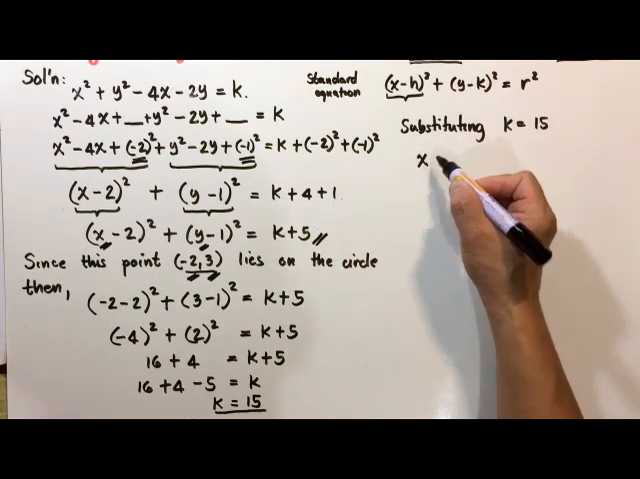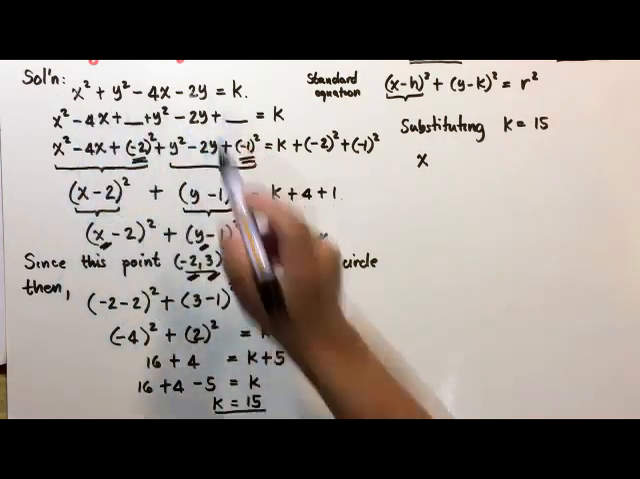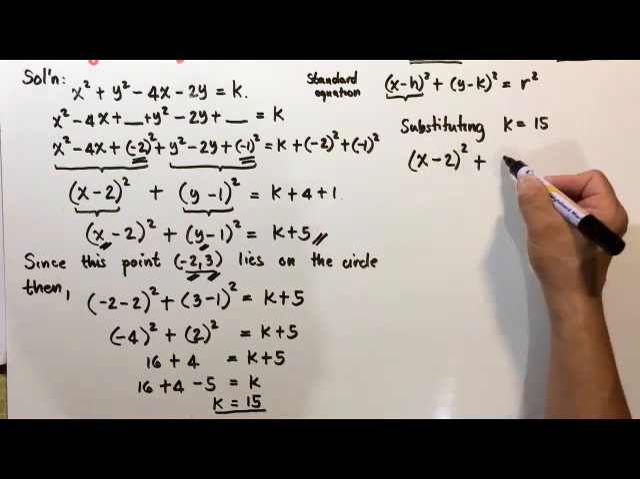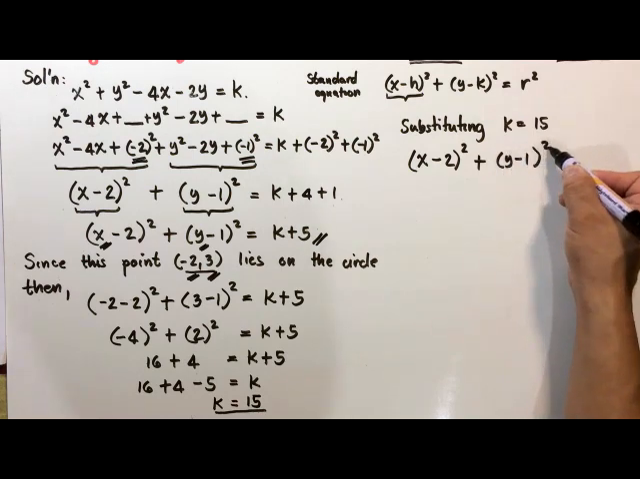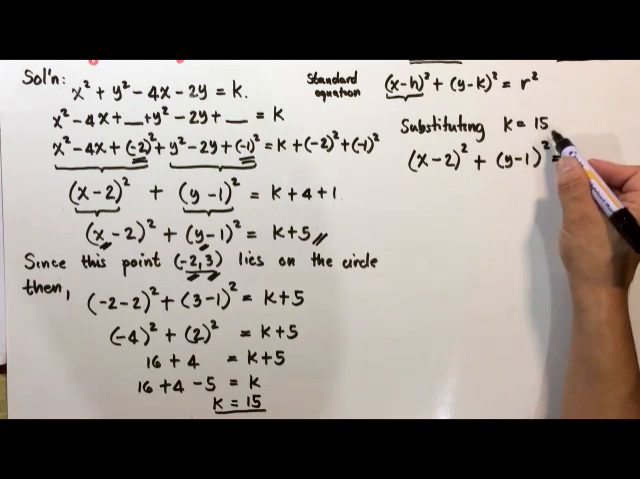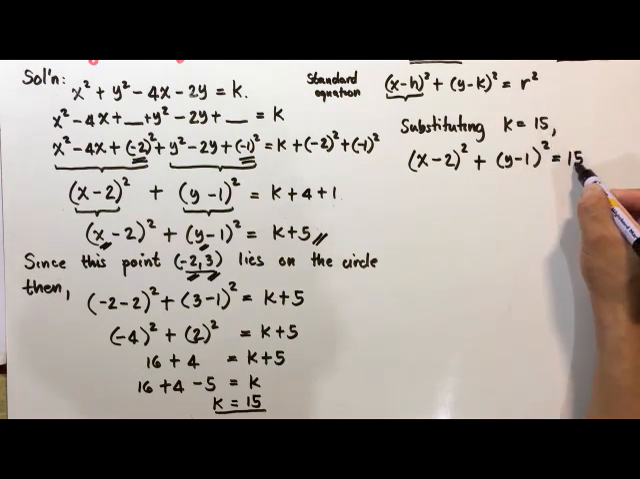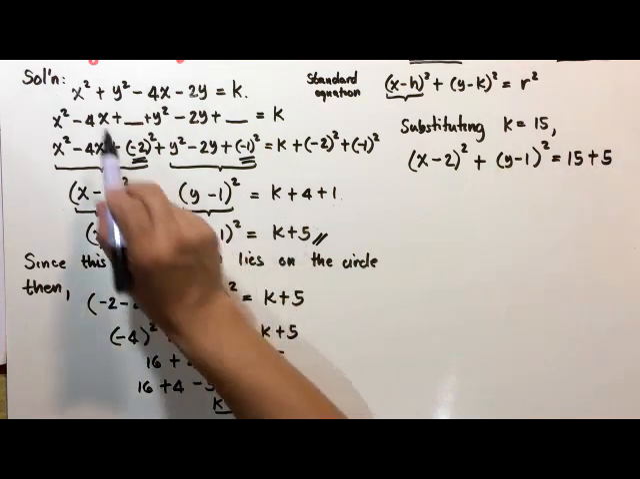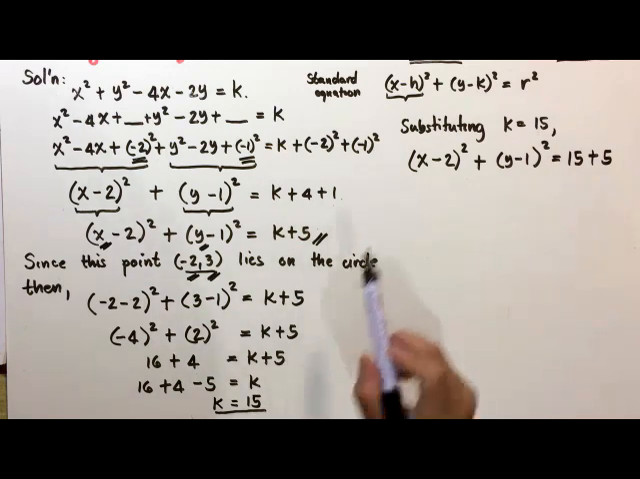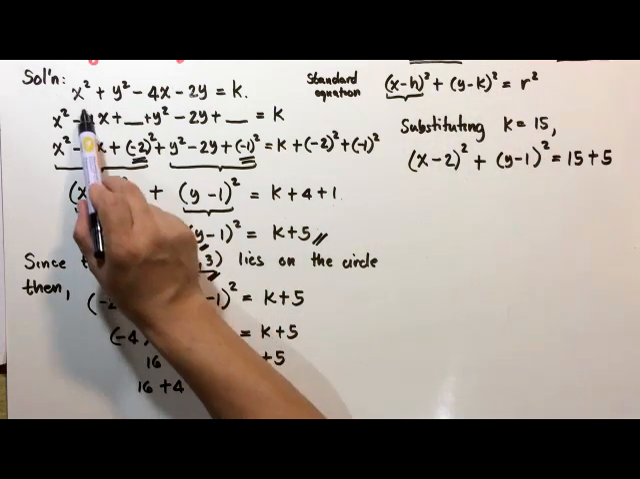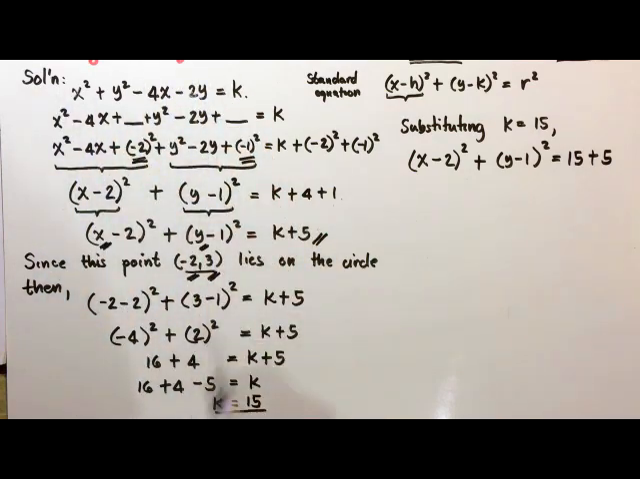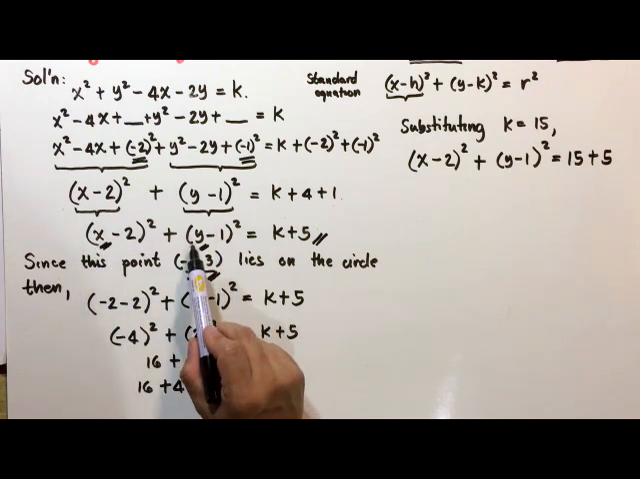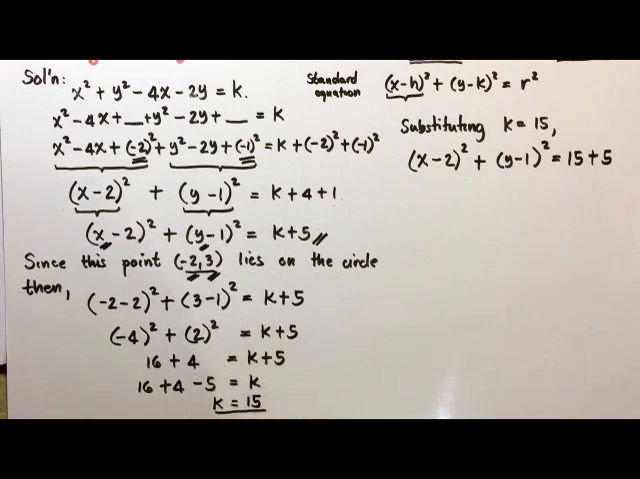So x, because this is the standard form of this general form. So x minus 2 quantity squared plus y minus 1 quantity squared. Instead of writing k, I will write the value of k, which is 15. So 15 plus 5. And you might wonder why I use this and not the original equation. Because my objective is to look for the center. I cannot find the center when I use the general form. So it should be in standard form, because the number that will be subtracted from x and the number that will be subtracted from y under these squares will be the center of the circle.